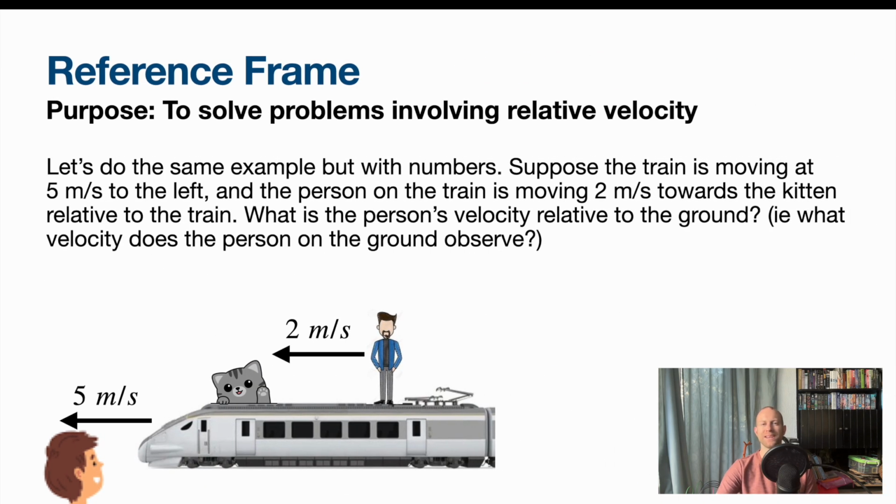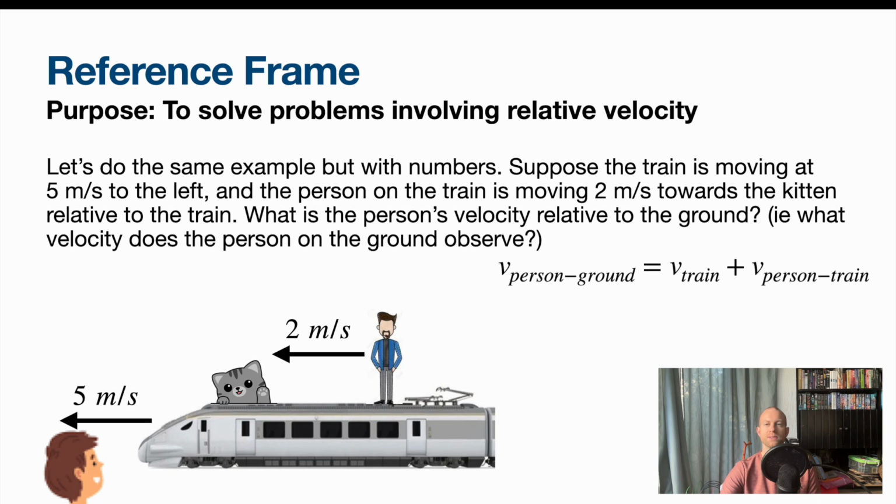So let's look at this same example, but put some numbers in there. Let's suppose the train is moving to the left, 5 meters per second. The person on the train is moving 2 meters per second towards the kitten relative to the train. Meaning, someone who's on the train will see the person moving 2 meters per second. We want to know what is the person's velocity relative to the ground, i.e. what does the person on the ground actually observe.